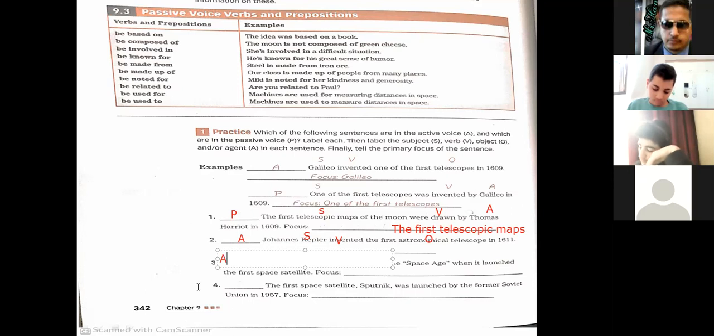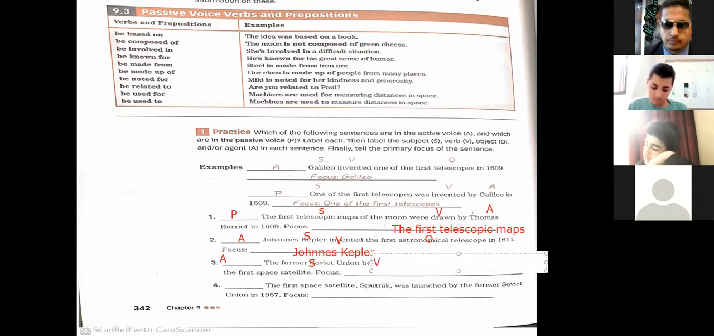And the subject is the former Soviet Union. The verb is began. And the object is the space age. And the focus is the former Soviet Union. Yes. Well done, Akram.